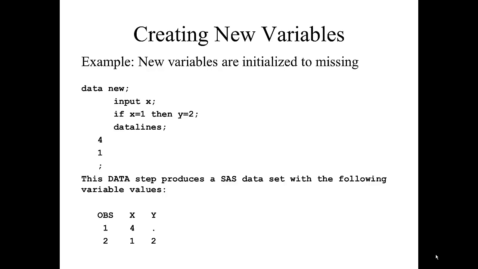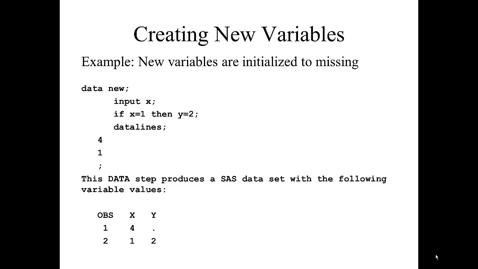Here, again, I'm wanting to highlight that new variables are initialized to missing. We're creating this data set new, and we're inputting the variable x. And we're saying that if x equals 1, then y equals 2. Then we have our data lines and two observations for x, a 4 and a 1. This data step produces a SAS data set with the following variable values.